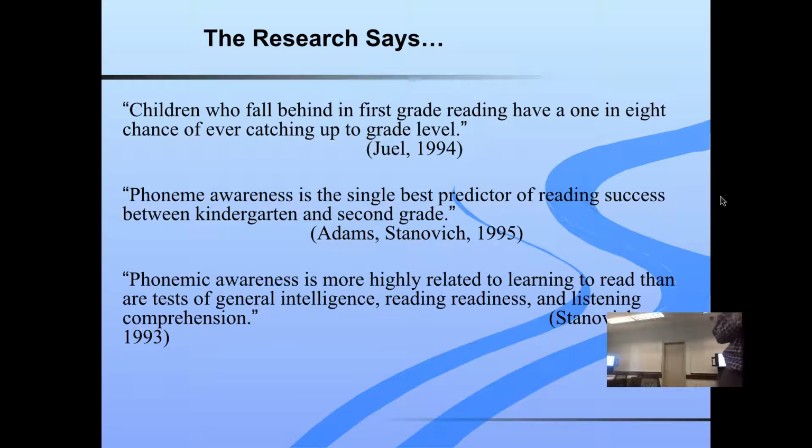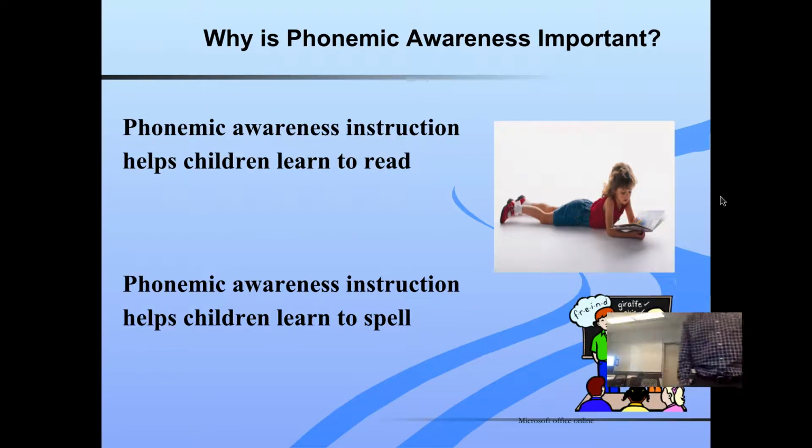So phoneme awareness is the best predictor of reading success in kindergarten and second grade. It's highly related to learning to read, more than tests of general intelligence, reading readiness and listening comprehension. But why is it important? It's the building blocks of understanding how we spell, and that's the building blocks of how we learn to read. This is not a natural construct. This does not exist in languages where there is not reading.